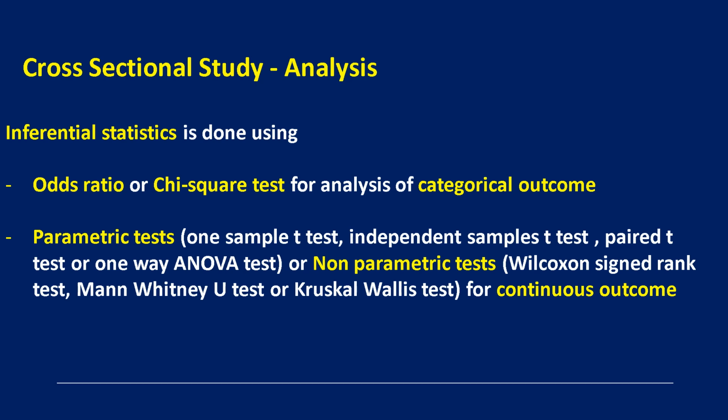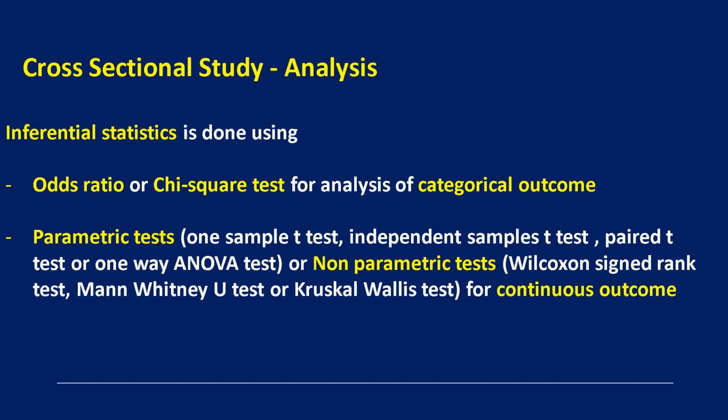One sample t-test is applied when mean of the continuous outcome is compared with a standard value. Independent sample t-test is applied when mean value of continuous variable in one group is compared with mean value of the same variable in another group.